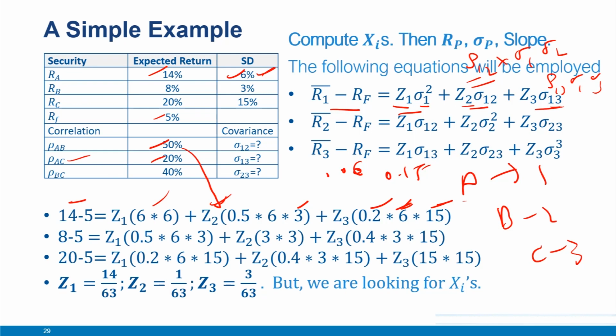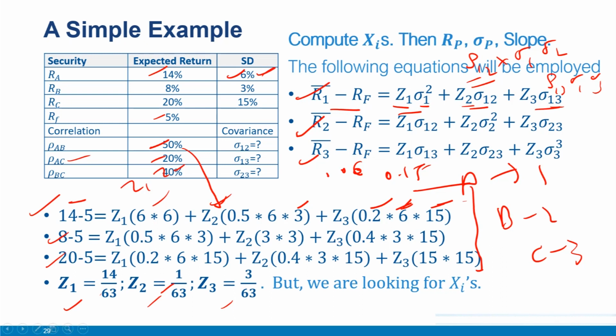Similarly to expression 1, we can also substitute in expression 2 and expression 3 and get these three equations. Now all we need to do, with these three equations and three unknowns Z1, Z2, Z3, is solve them, which is very easy. Any simple calculator, mathematical calculator or Excel will do the job. You'll get the values of Z1, Z2, Z3. So Z1 is 14 upon 63, Z2 is 1 upon 63 and Z3 is 3 upon 63.